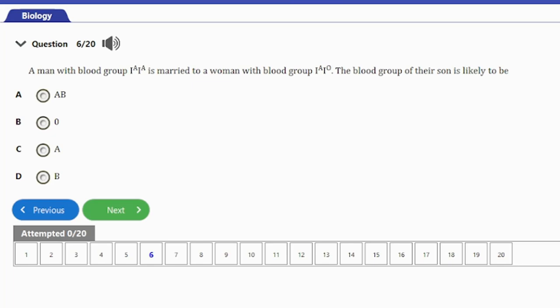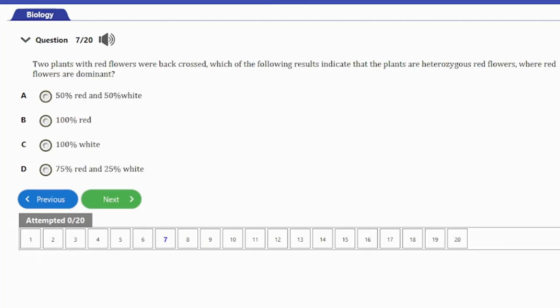So they are likely to produce an offspring with A, which is AA or AO. So that's it for that question. Let's consider the next question. Question number 7 here. It says two plants with red flowers were backcrossed. Which of the following results indicates that the plants were heterozygous red flowers, where red flowers are dominant? A, 50% red and 50% white. B, 100% red. C, 100% white. D, 75% red and 25% white. So guys, the answer to this question is option D here.